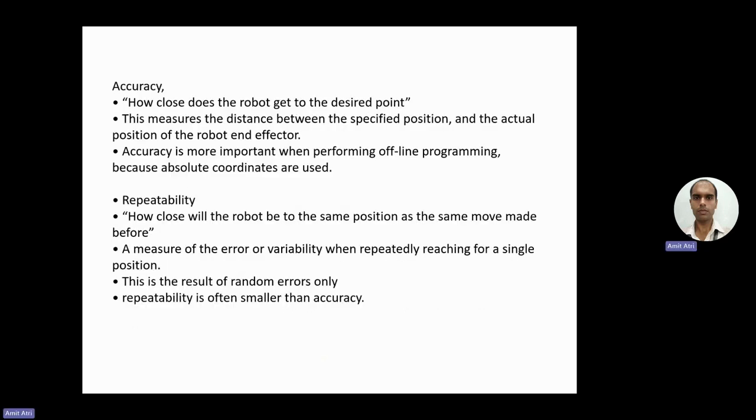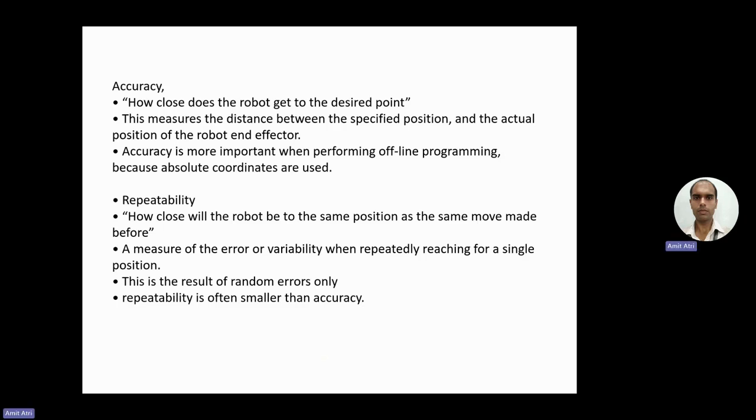Then accuracy. Accuracy determines how close the robot gets to the desired point. This measures the distance between the specified position and the actual position of the robot end effector. The accuracy is more important when performing offline programming because absolute coordinates are used.